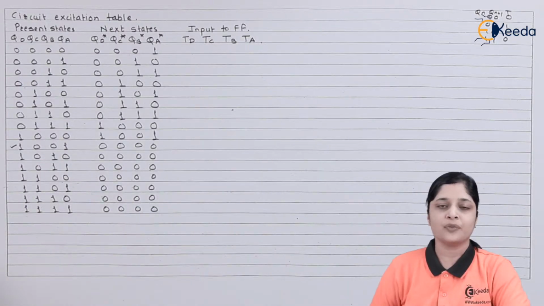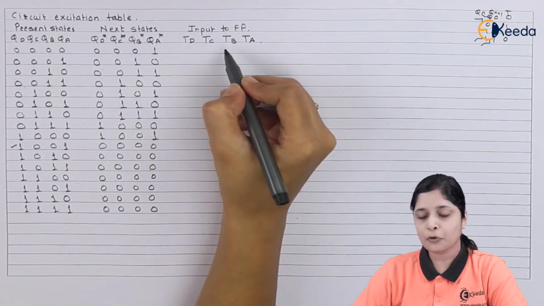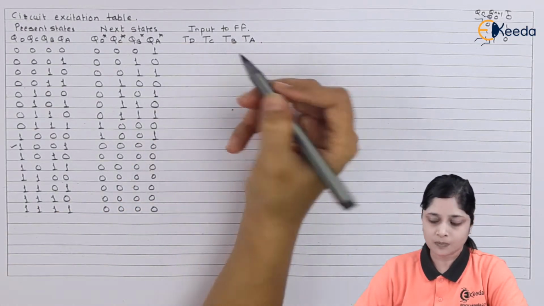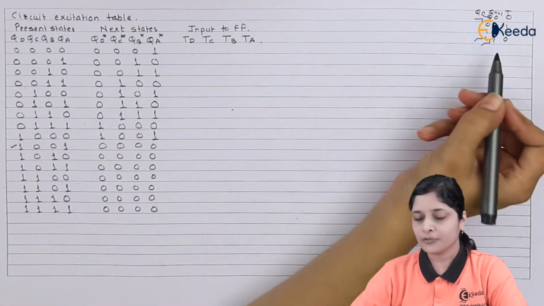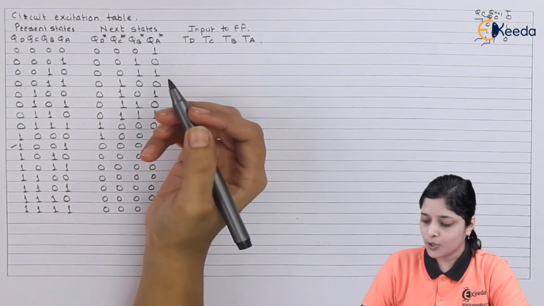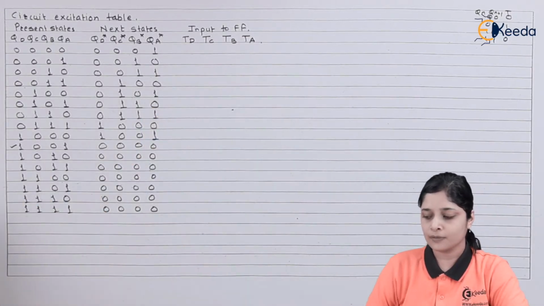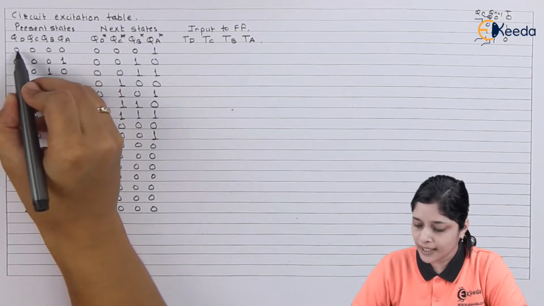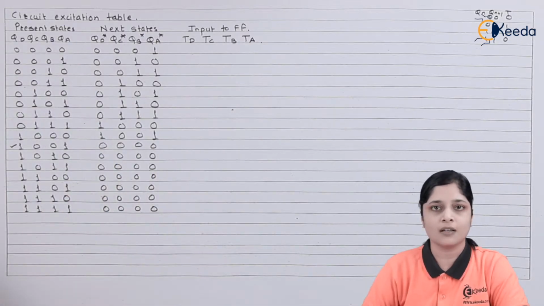In this way you have to design the table for the next state. After that we will focus on the T flip-flop. For that you have to refer to the excitation table for the T flip-flop. So let's start the output for TD, so you have to take QD star.